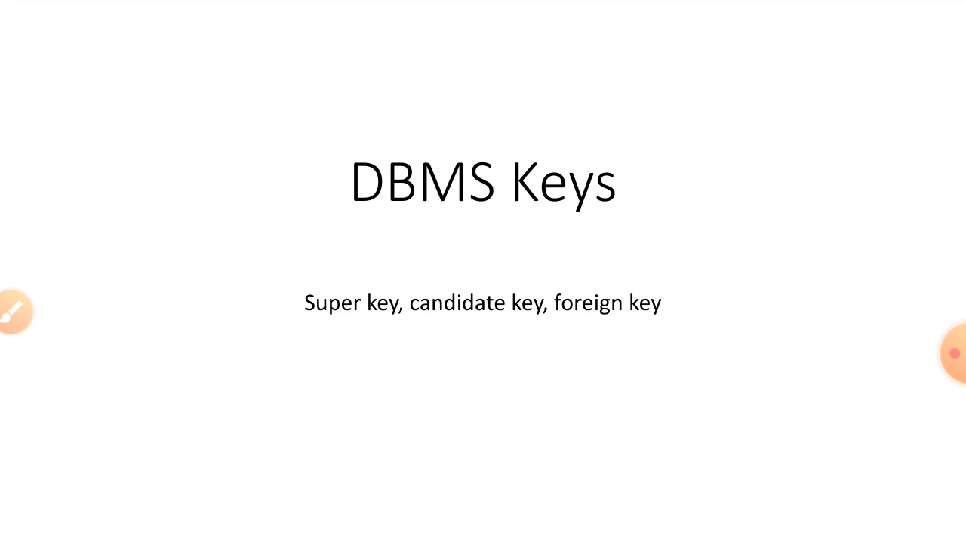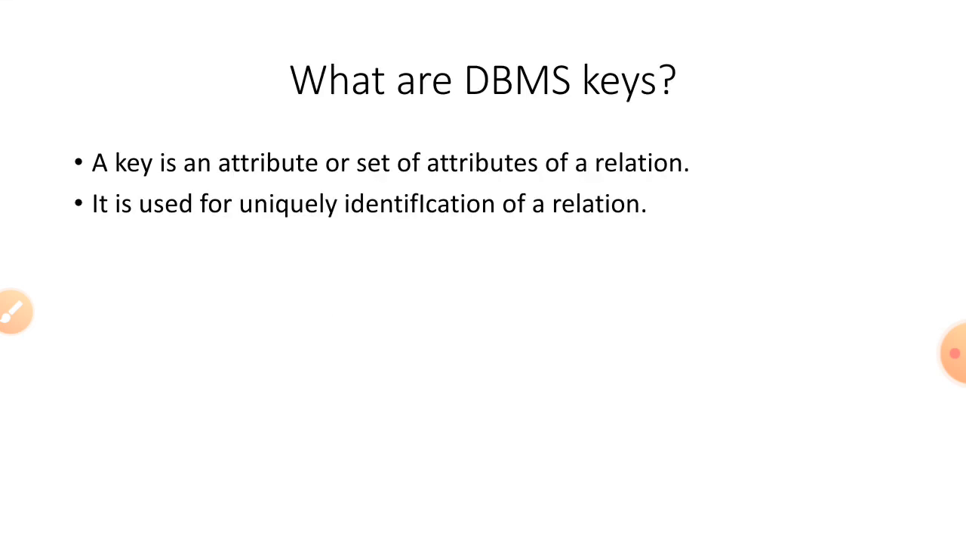Okay, so let's start. First of all, we are going to discuss what DBMS keys are. A DBMS key is an attribute or set of attributes of a relation. Attributes are basically the properties of a particular relation. For example, if I am talking about the record of a person, then the person's name, ID, roll number, address, and contact number are all basically the properties or attributes of that particular person or student.